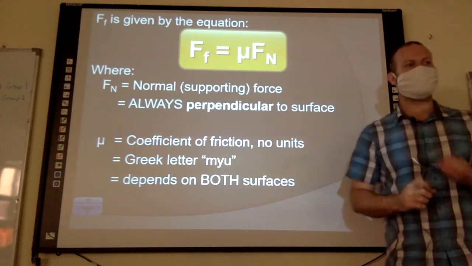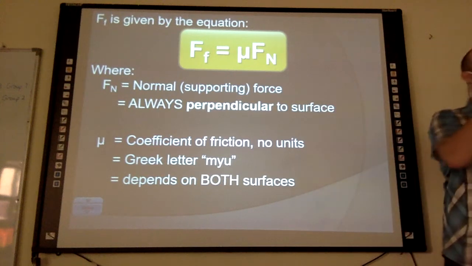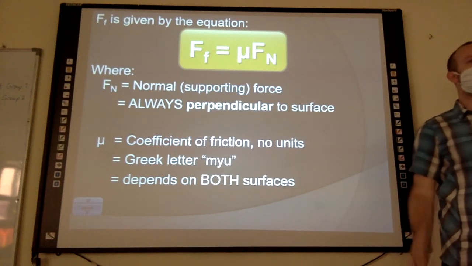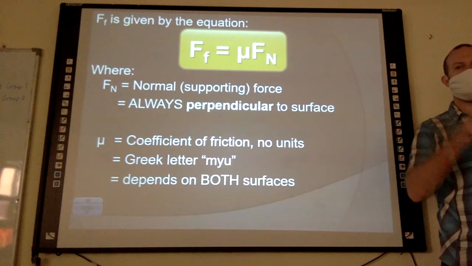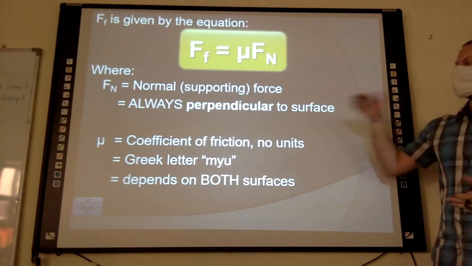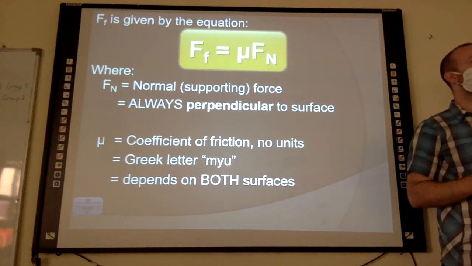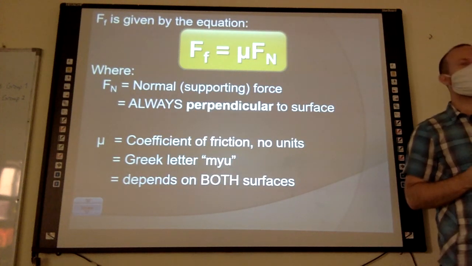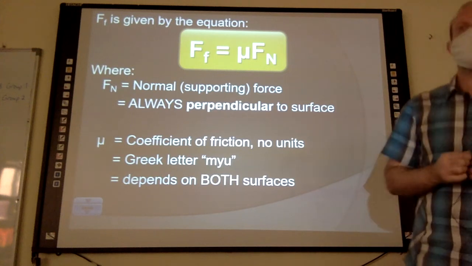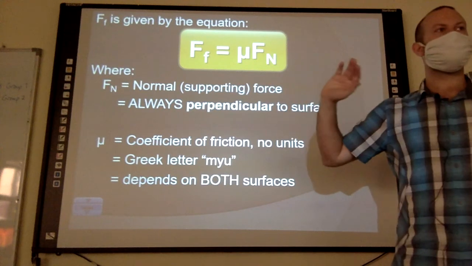Yes, that's like next slide or 2 slides. Yes, there's a difference in that. So mu just only depends on the two surfaces. It doesn't matter how big the two surfaces are. It doesn't matter how heavy of an object there is. It only depends on the two surfaces. We're going to get to that next slide, or next 2 slides, something like that. Any questions on this?